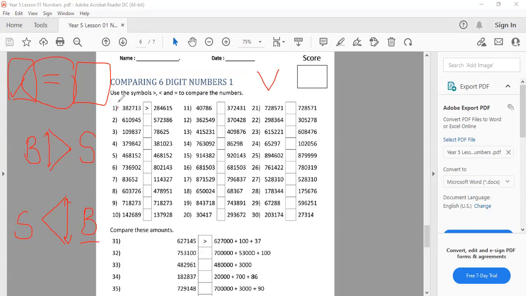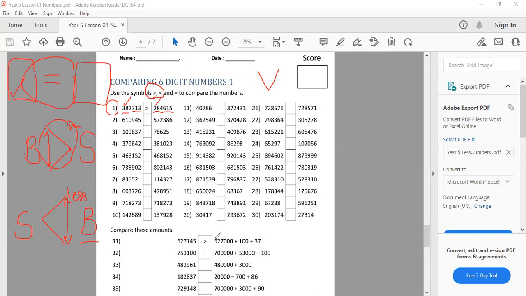How do we answer this? Look at number 1. 382,713. The other side, 284,615. Of course, the first digit itself will tell you this is more. 300 is more than 200. So you use this symbol, more than. Okay, this is more than. This is less than. In your books, previously, you write more than, less than. But now, you learn to use symbols. Okay, using symbols in maths is important. All right, so then you complete.